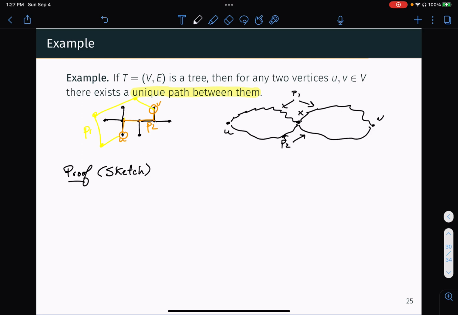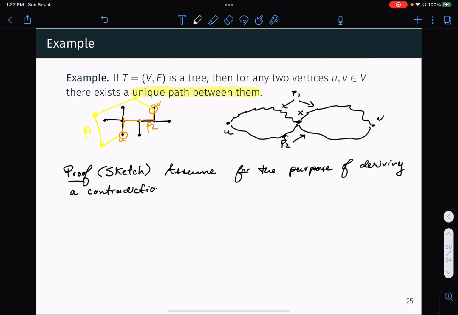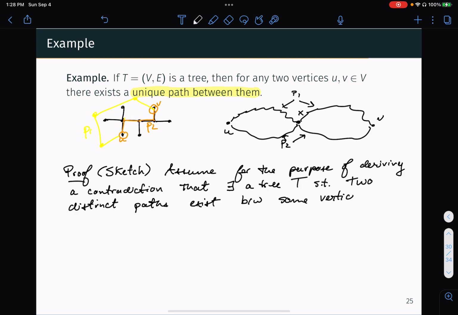So the first thing I need to do is assume, for the purpose of deriving a contradiction, that there exists a tree T such that two distinct paths exist between, let's say, some arbitrary vertices u and v. Okay, so my tree here is V comma E.